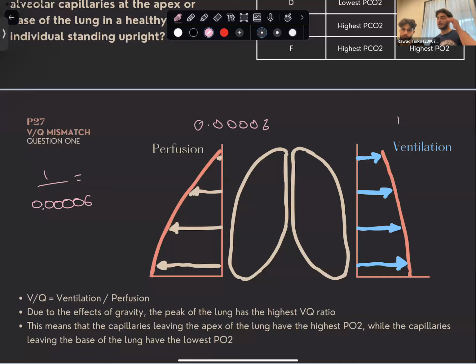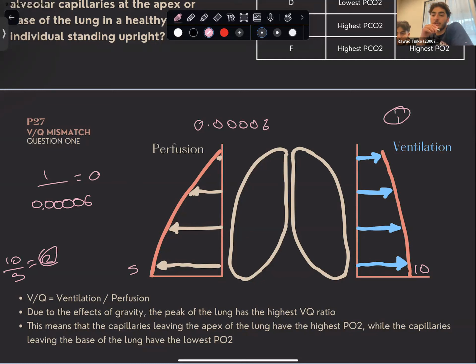I'm just giving examples. And at the bottom here, it's 10, and this is 5, right? 10 over 5 is 2, and this is really, really high. So the ventilation, yes, is higher at the base, but the ratio, so this would give you 2, and this would give you a big, big number. The ratio is higher at the apex.